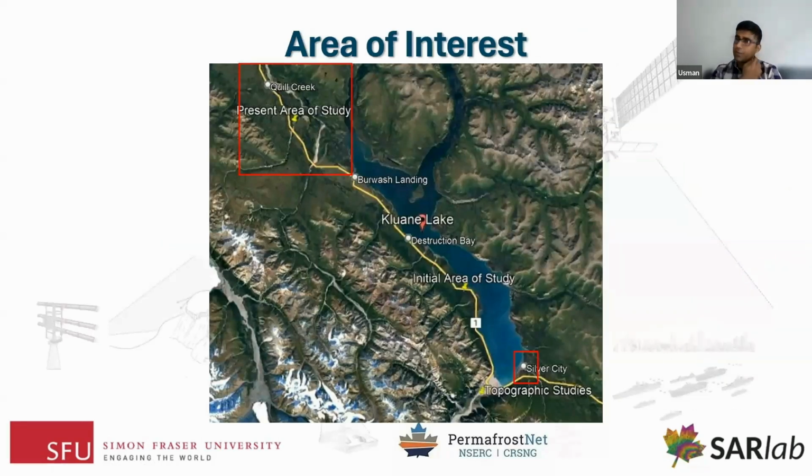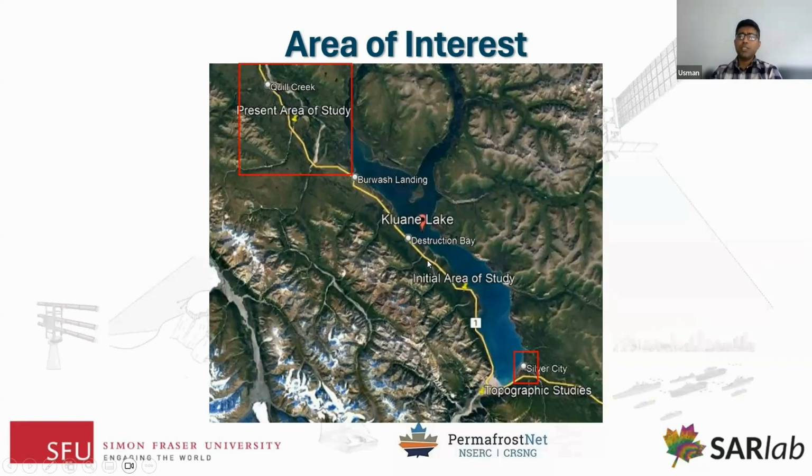And this is the area of interest that we are targeting. Some of you might be familiar with this region. Silver City is our base station, or base camp, from where we are doing all the flying. And this area of study is the linear infrastructure, the Alaska Canada Highway stretch of around 15 kilometers from Brewers Landing to somewhere past Quill Creek.